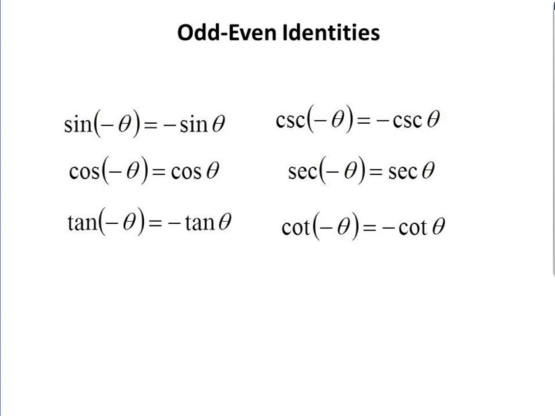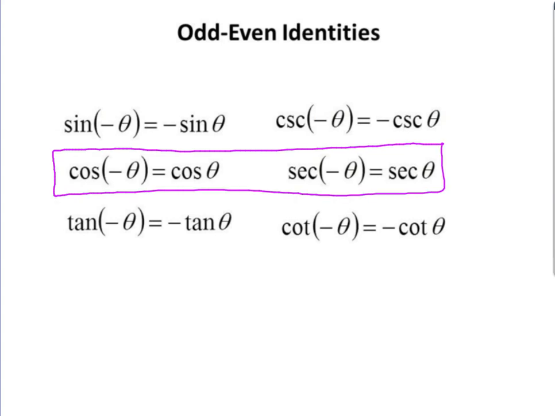So our odd and even functions: sine, cosecant, tangent, and cotangent are all odd functions because anything that has a sine involved in it will be odd. Cosecant is just the reciprocal. Tangent is sine over cosine, so it has a sine, and cotangent is cosine over sine. The only two even functions are cosine and secant.